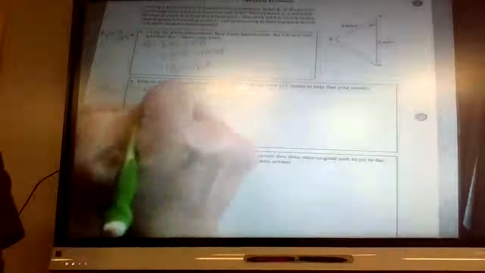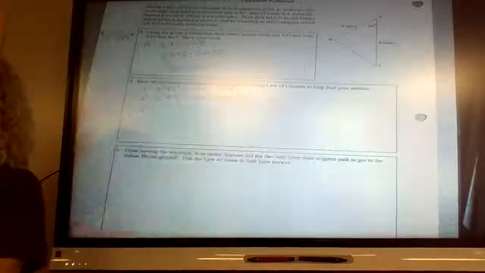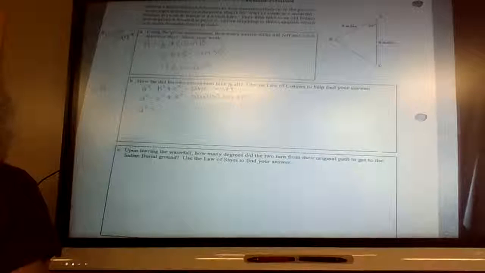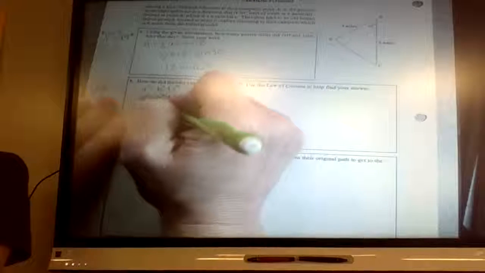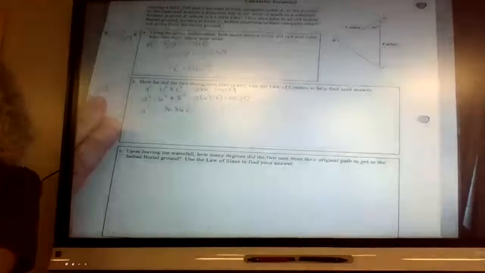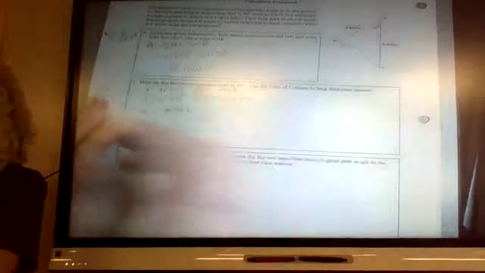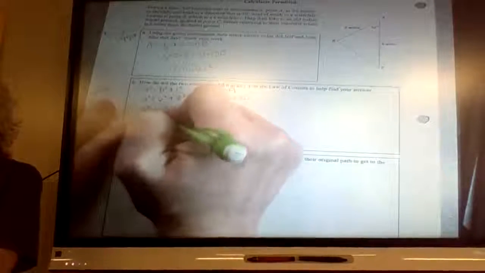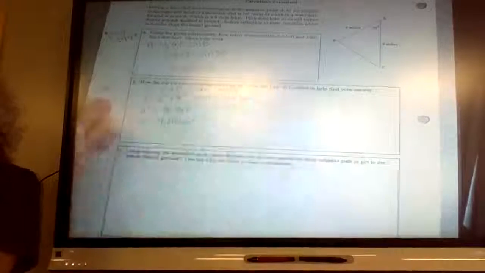All right, all that can go on your calculator. What do you get? You get a squared equals what? I got 16.864, but I have no idea if that's right. 16.862 is what I got. So it's close enough. Take the square root. So A is 4.106 miles.